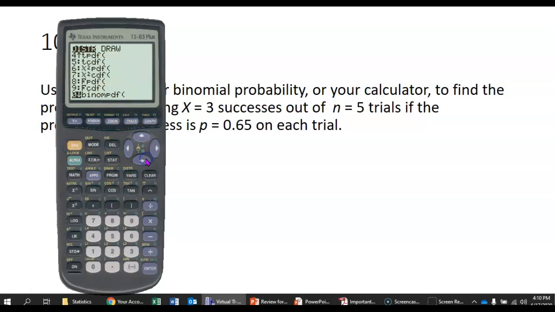So one choice is to use the special built-in calculator function on something like a TI-83 or TI-84. It's Binom PDF. So you would select that and you would give it the numbers for n and p and x in that order. And if you're not sure about the order, it's alphabetical. First n, then p, and then x. So we give it first the number 5, then the number 0.65, and then the number 3, and it gives us the answer 0.336 approximately.